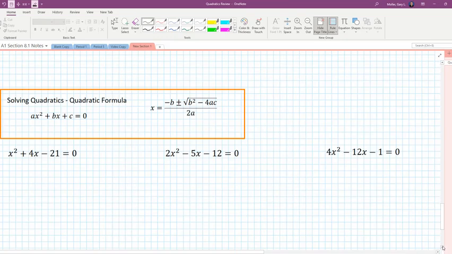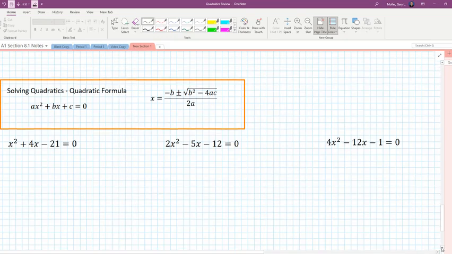We're going to review solving using the quadratic formula. I decided not to review completing the square. If that is your go-to or you'd like some individual tutoring on that, please let me know.